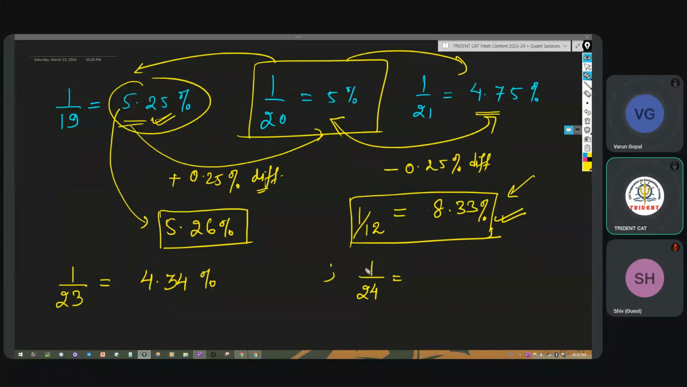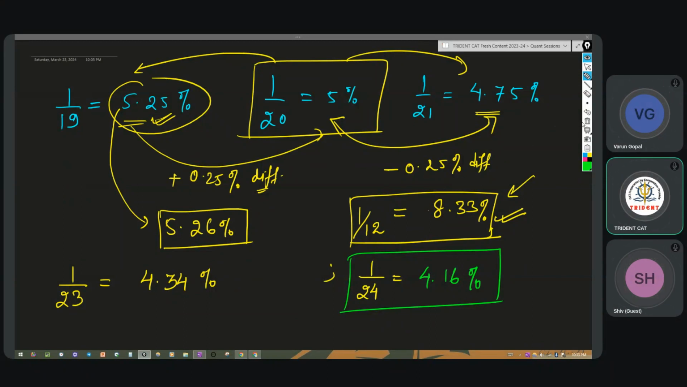Okay, 1 upon 24, guys, quickly. Half of 12, wait, half of 8.33, let me do. 4.16. Great. Is it going to be 4.16 or 4.1666 or 4.167? Whatever answer you give is okay, because two digits after the decimal is great.